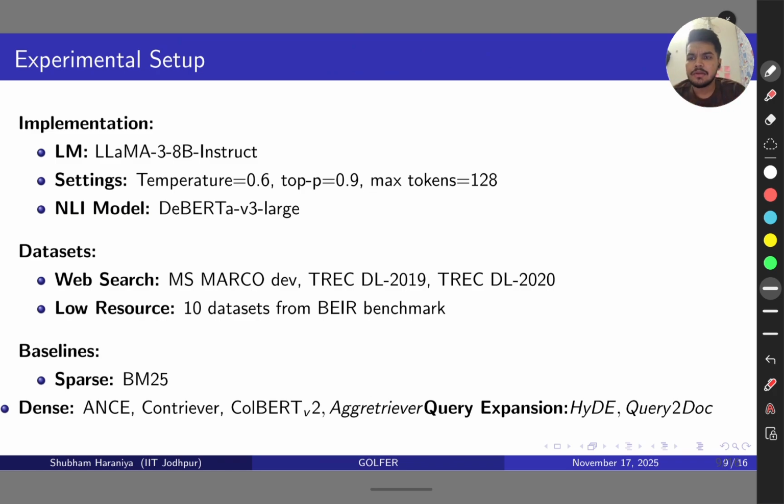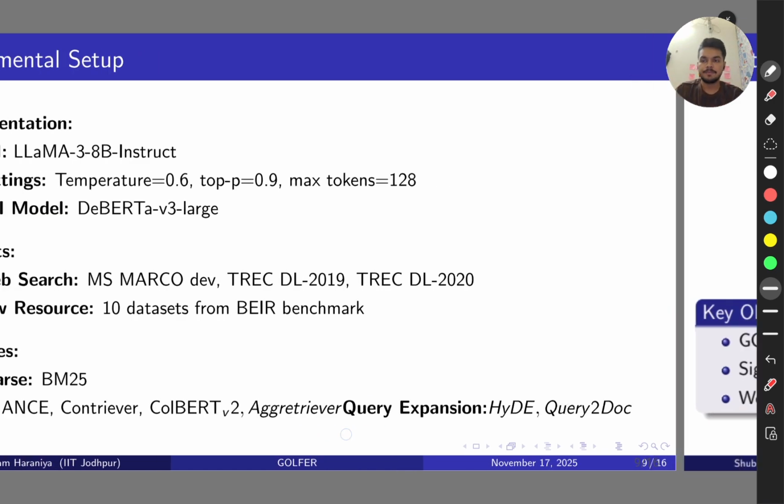Now the experimental setup. First, the language model we took is Llama 3 8B Instruct. For the settings, we set the temperature to 0.6 and top P to 0.9. The max token count was 128. The NLI model we used is DeBERTa v3 large. For datasets we use two categories: the web dataset and the low resource dataset. For the baselines we use sparse and dense, and for query expansion we use HyDE and Query2doc.